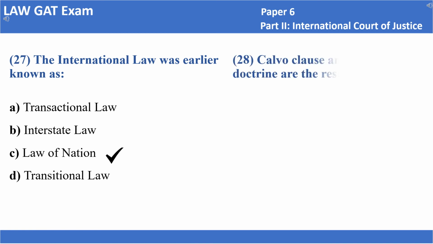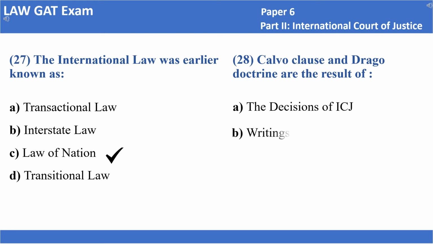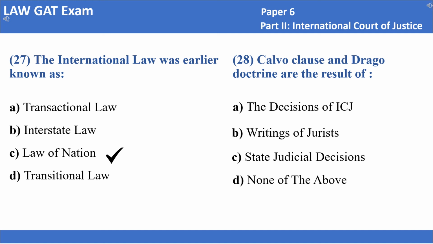Calvo clause and Drago doctrine are the result of, option A, the decisions of ICJ, option B, writing of jurists, option C, state judicial decisions, option D, none of the above. The correct answer is option B, writing of jurists.